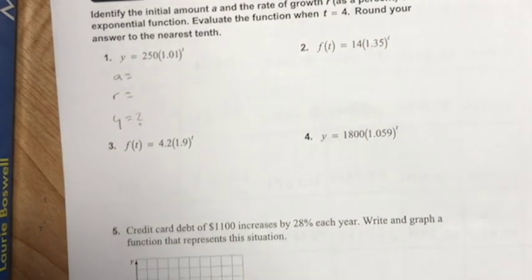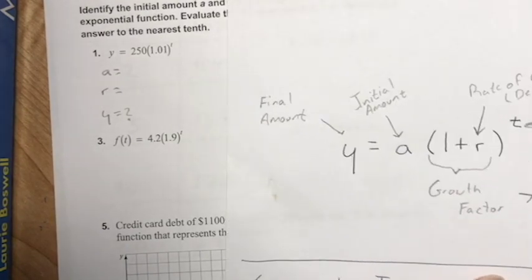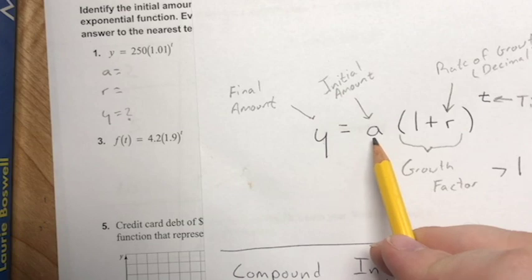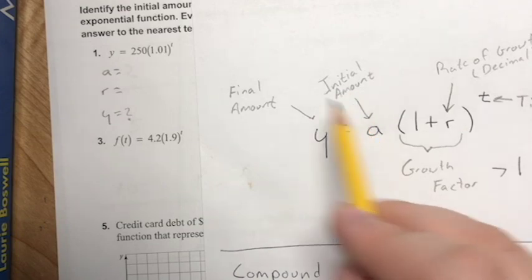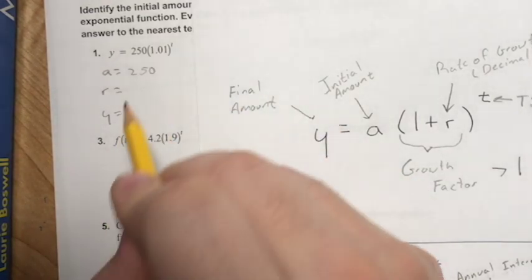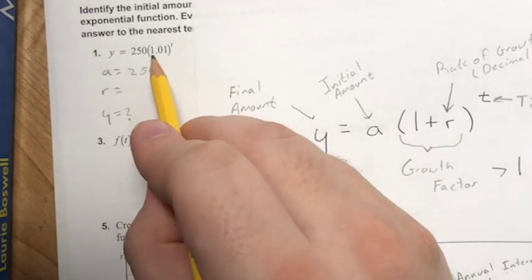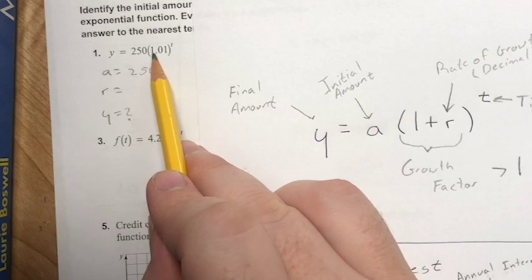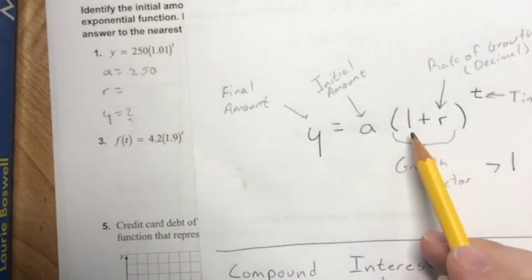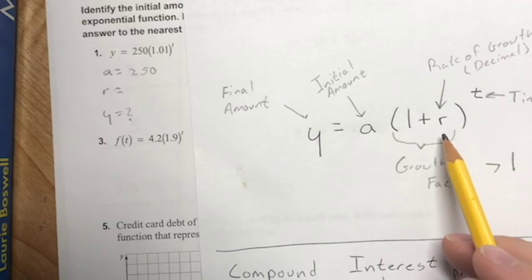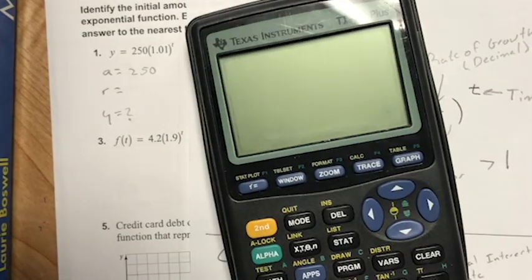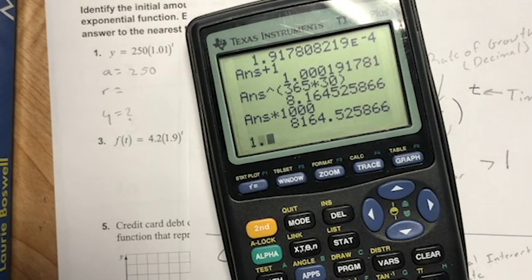So if we go back to this over here, it says that this point right here is my initial amount. So my initial amount would be 250. And then my rate. Well, look at this. It has a 1.01. And notice that my growth factor is going to be 1 plus R. So really all I have to do to find out my rate is to simply do something like this.